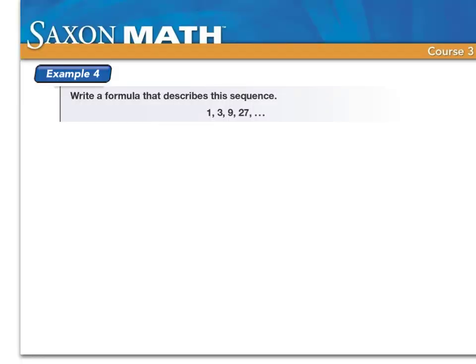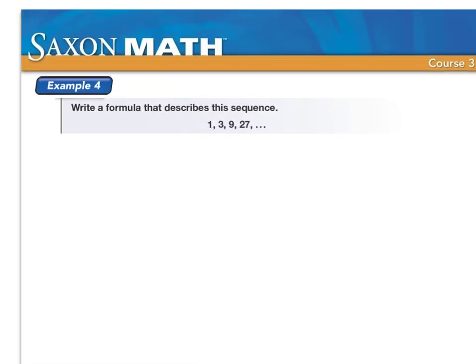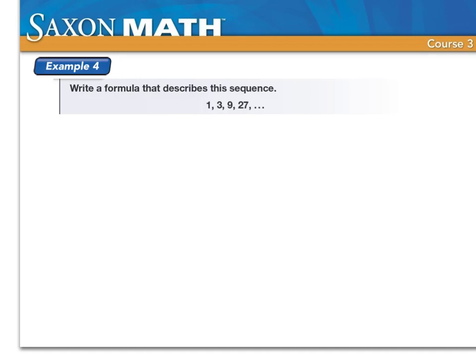Now we're going to write a formula to describe this sequence. And again, our first job should be to determine arithmetic or geometric. I mean, is there a constant difference or a constant ratio? Well, in this one, if I take 3 minus 1, I get 2. If I take 9 minus 3, I get 6. So the difference isn't constant.